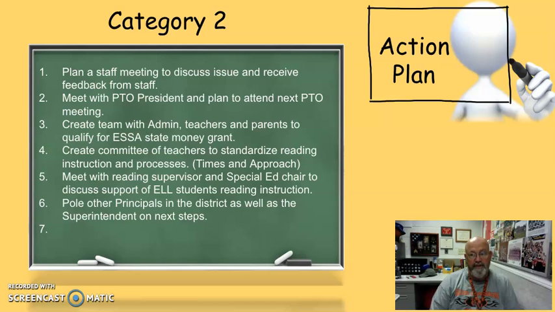I was really surprised when I read the case study. There's no standard approach to reading. There's no organization around reading. So I think that's one of the first and easiest ways to attack this issue. Meet with the reading supervisor and the special ed chair to discuss support for ELL students around reading instruction. Now, obviously, the ELL students may not be special ed, but we may have to include the ELL chair head.